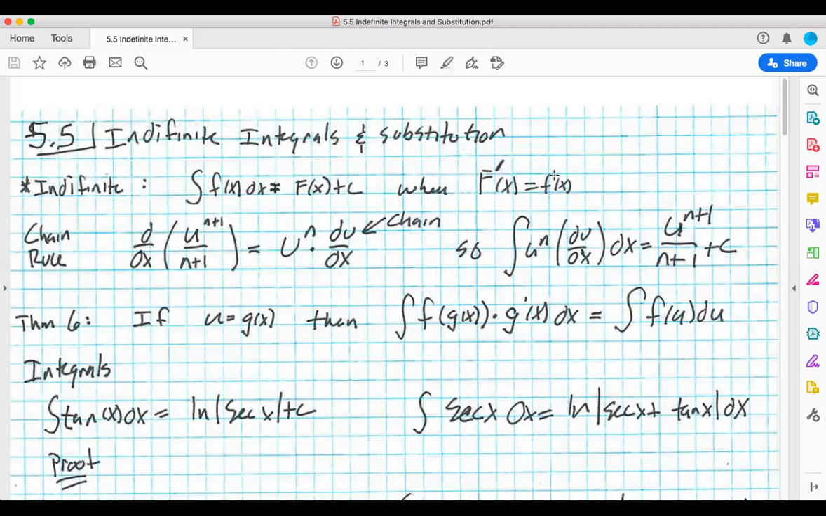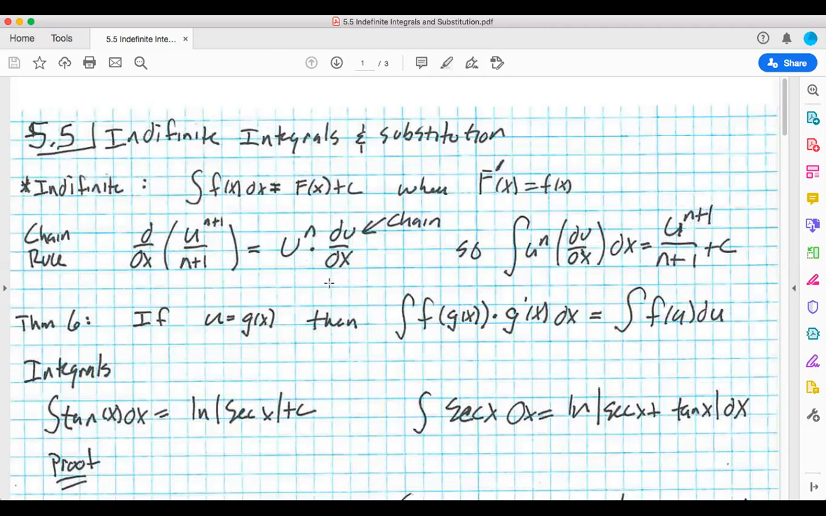So recall really quickly how the chain rule takes the derivative of some function. If we have u to the n plus 1 over n plus 1, we're going to use the power rule on this. So we're bringing down the n plus 1, and that gives us u to the n. Then we have to take this times the derivative of u with respect to x, so that's our du/dx. So really, if we have the integral of u to the n times the derivative of u with respect to x dx, this is going to give us back u to the n plus 1 over n plus 1 plus c.